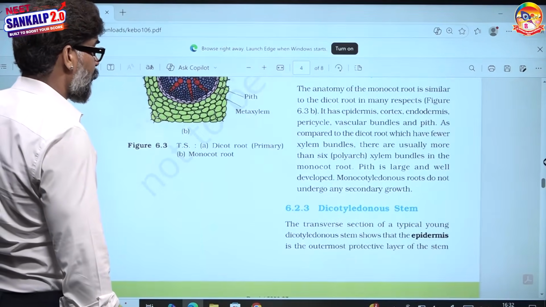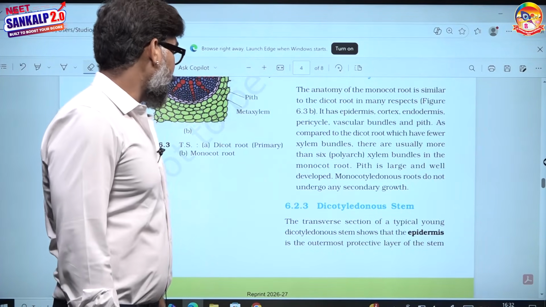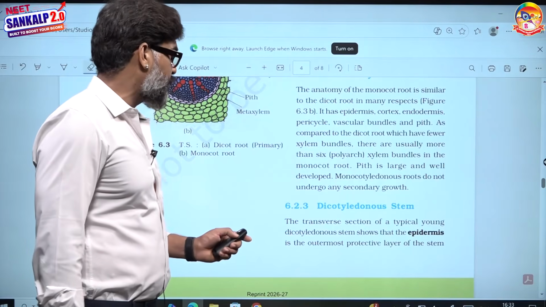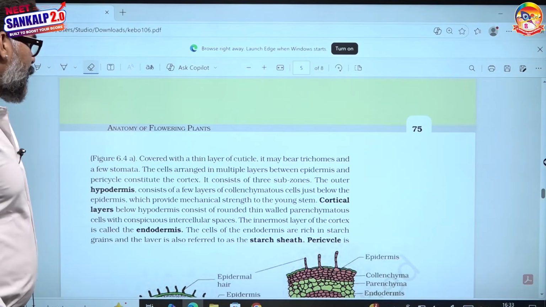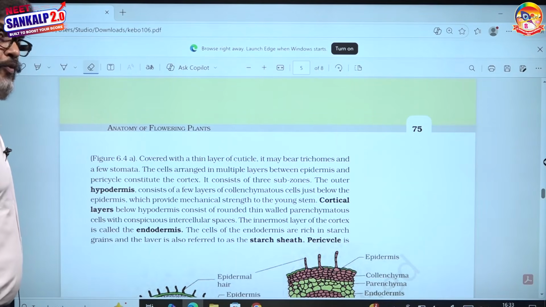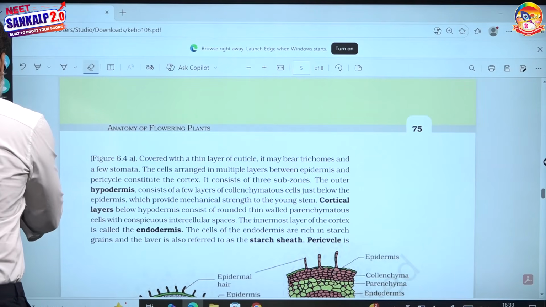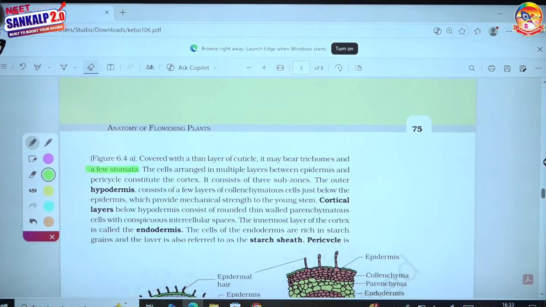Then anatomy of the dicot stem. The transverse section of the typical young dicotyledonous stem is shown. The epidermis is the outermost protective layer as usual, covered with a thin layer of cuticle, we have discussed already. It may bear trichomes and a few stomata also. The cells arranged in multiple layers between the epidermis and pericycle constitute the cortex. It consists of 3 subzones.